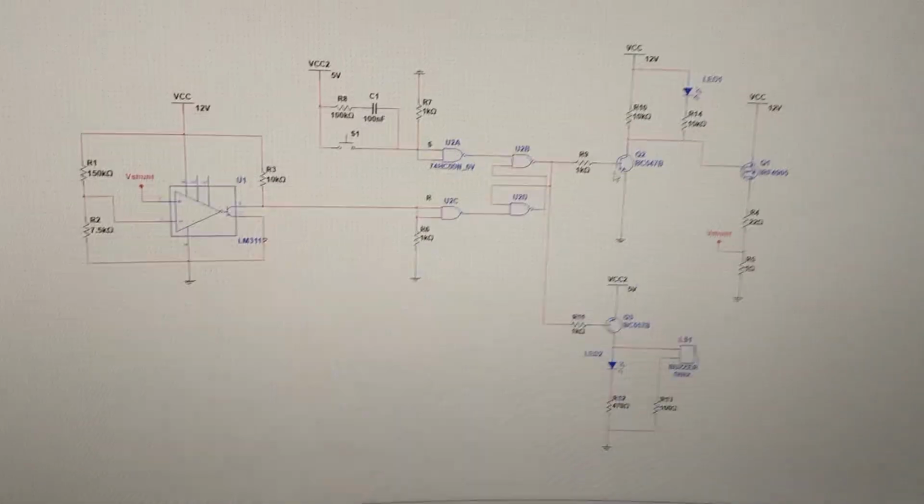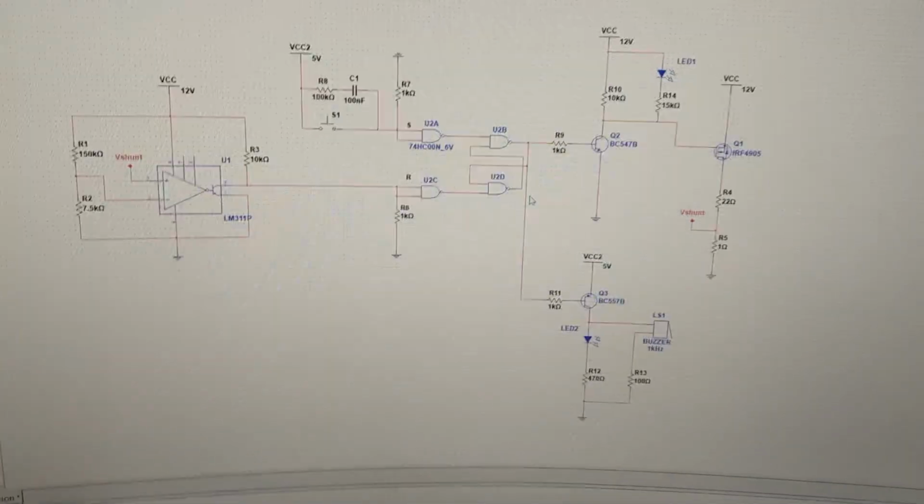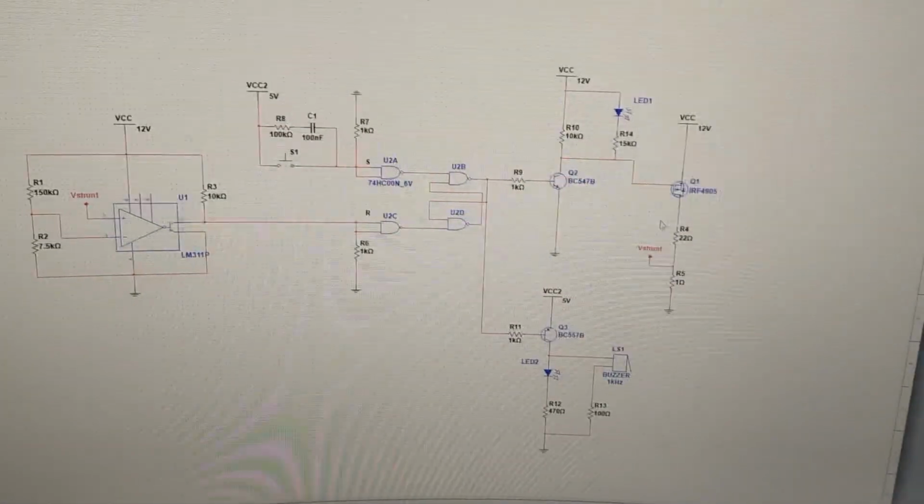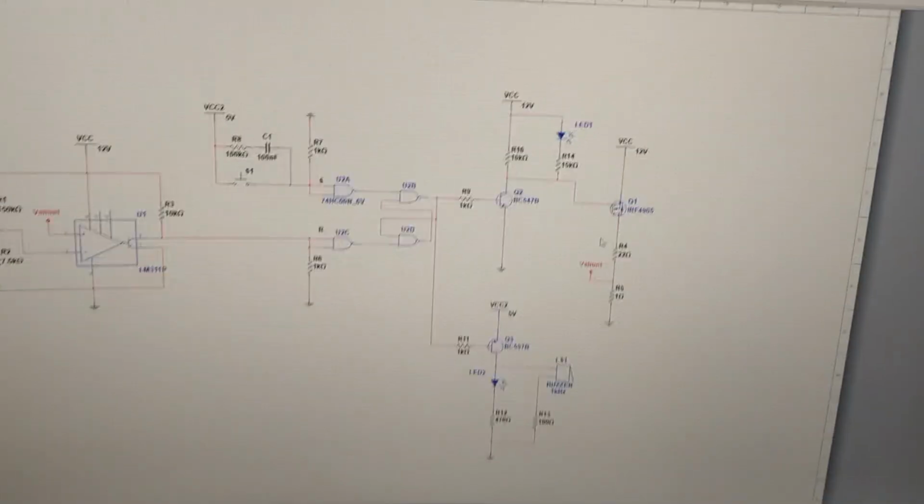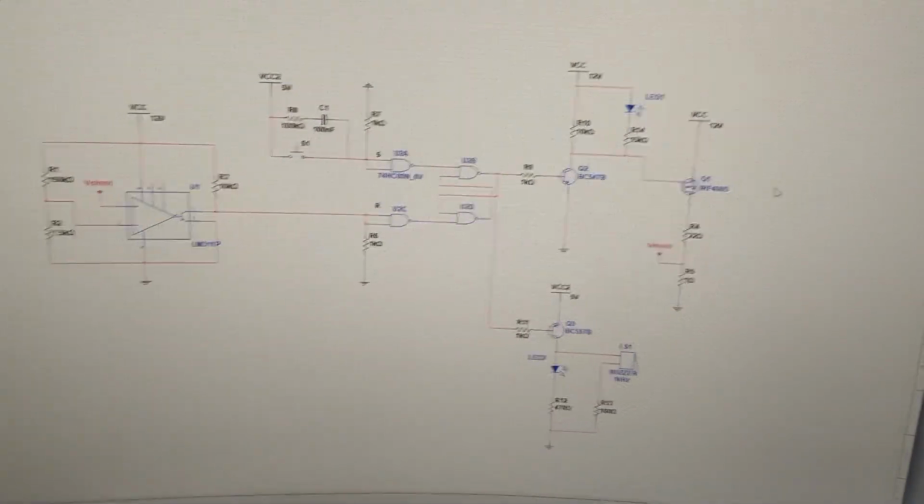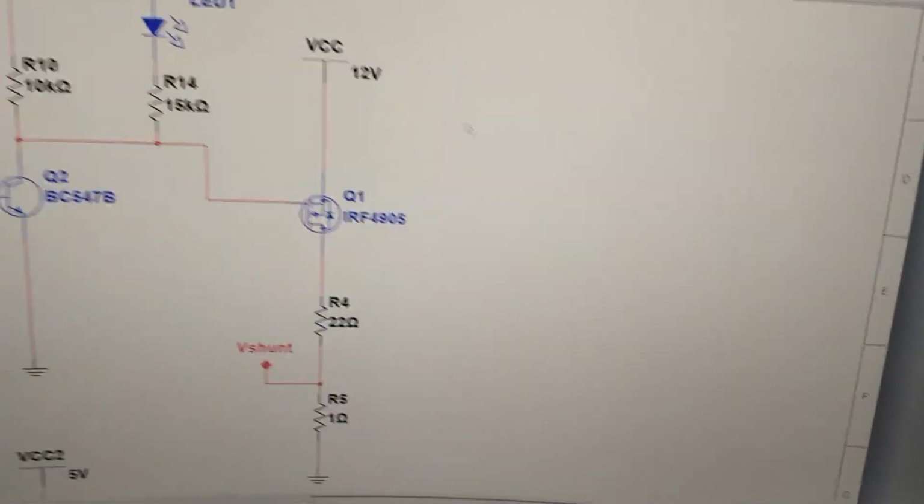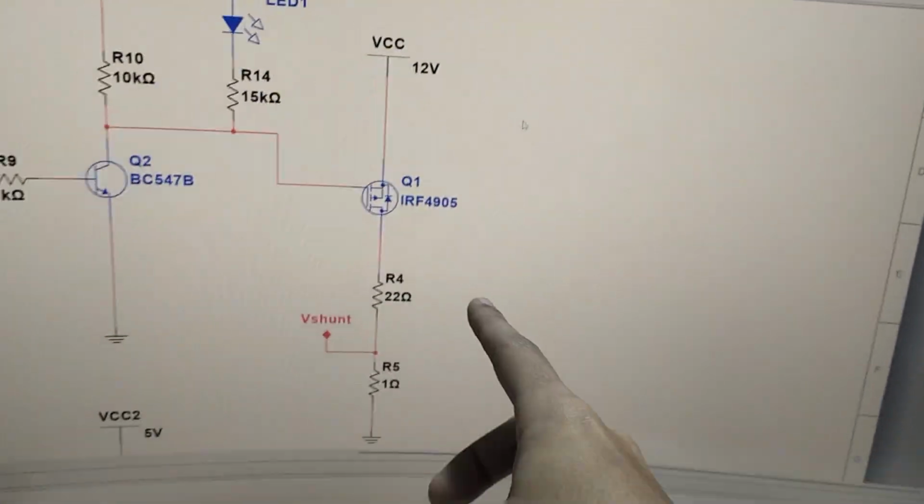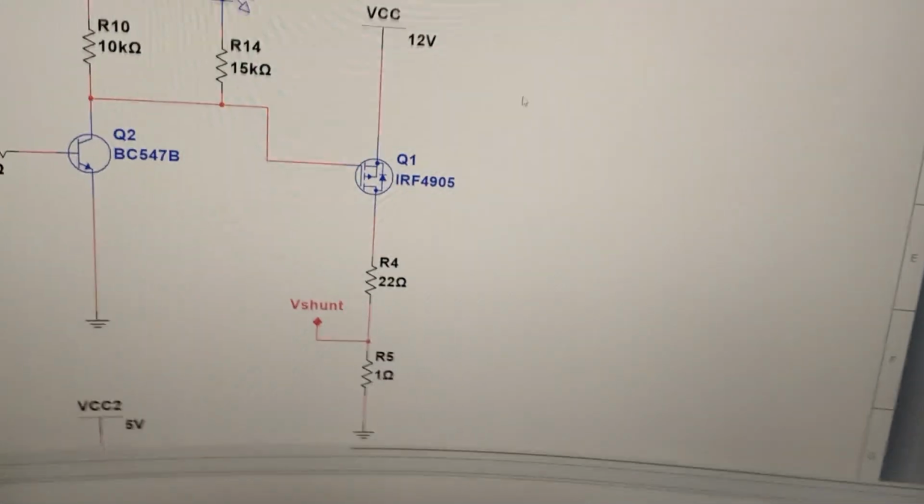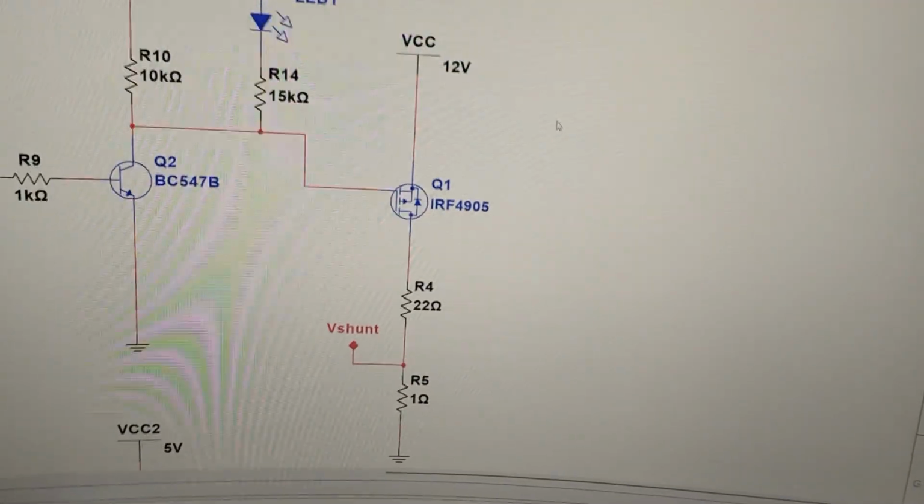I have the schematic here now in Multisim, and it looks a bit big, but I'll explain the parts, and once you understand it together, it shouldn't be a problem. So let's zoom into this part here. This is the beginning of the circuit. You can see here, this is the IRF4905. That's a P channel MOSFET, a power MOSFET.